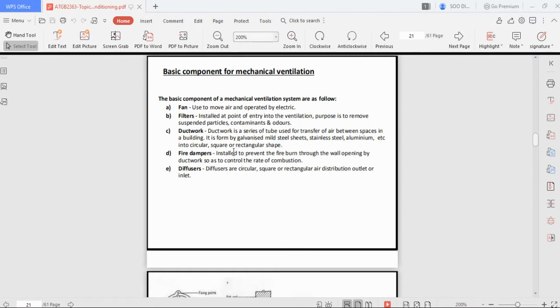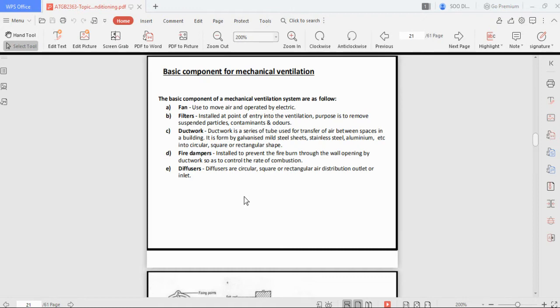So in mechanical ventilation, there are 5 basic components. The first is the fan, which is used to move the air. The second is the filter.